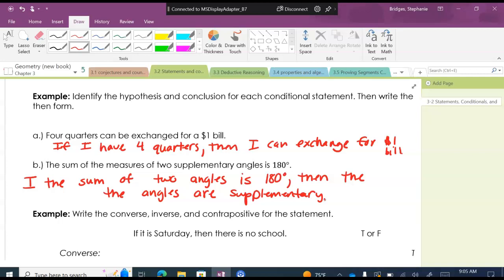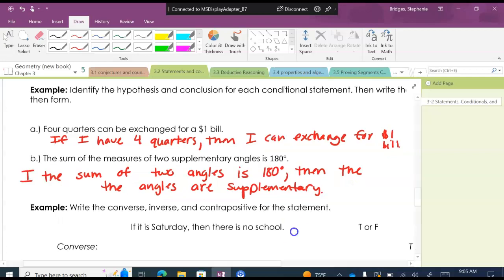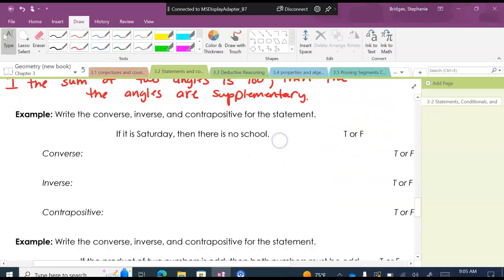Okay, so now we're getting ready to start practicing this. So look at your first example. What does that sentence say? If what? If it is Saturday, then there is no school. So the first thing we're going to start talking about is our truth values. We're going to be given a conditional statement. That's what this is. If it is Saturday, then there is no school.